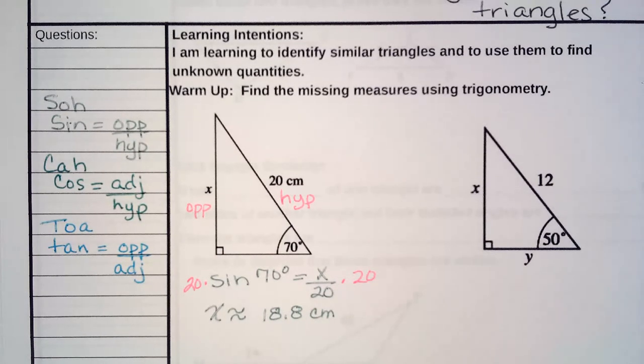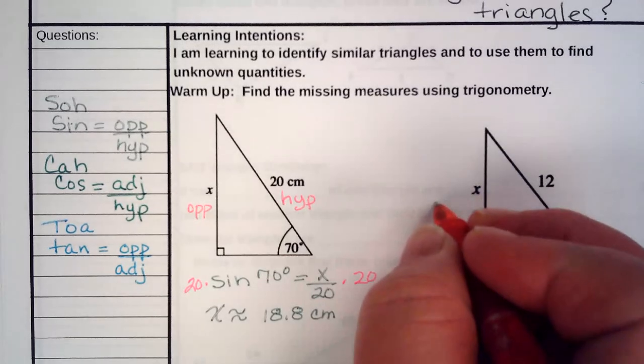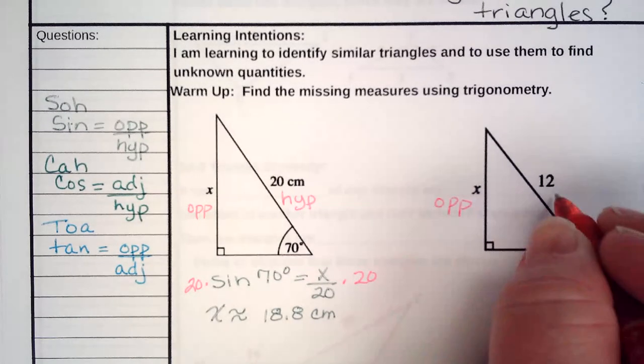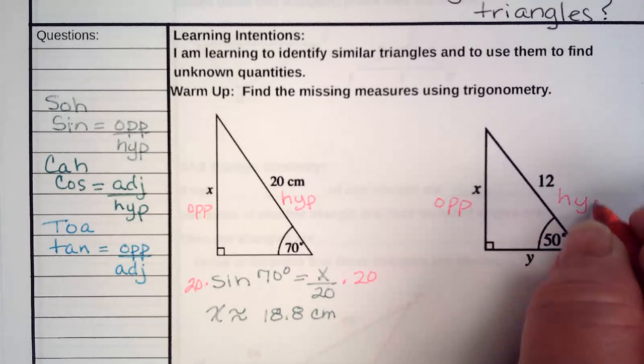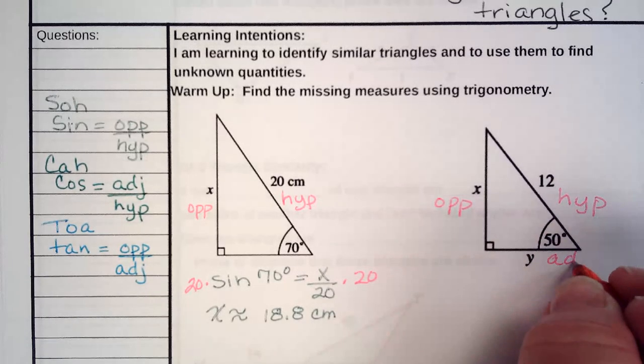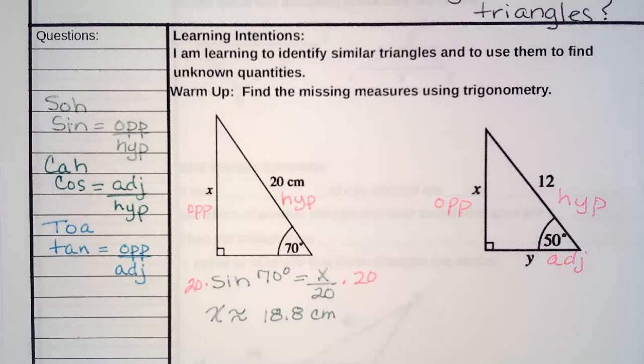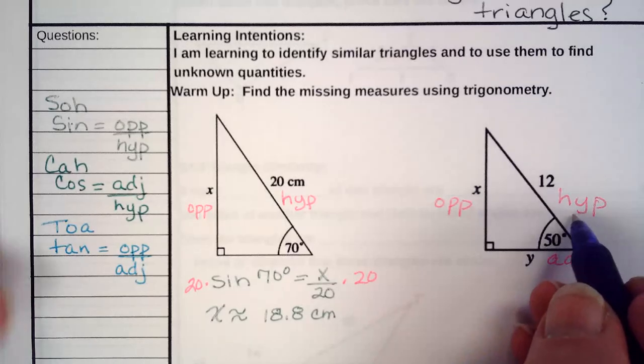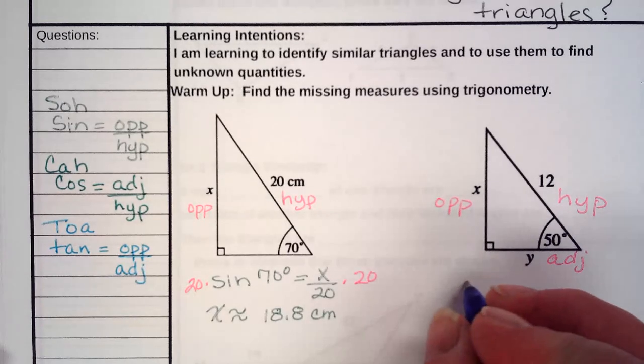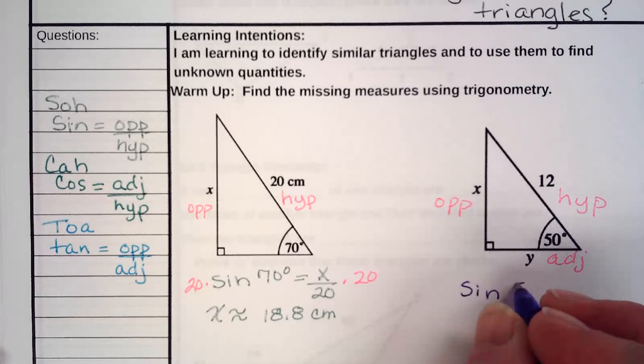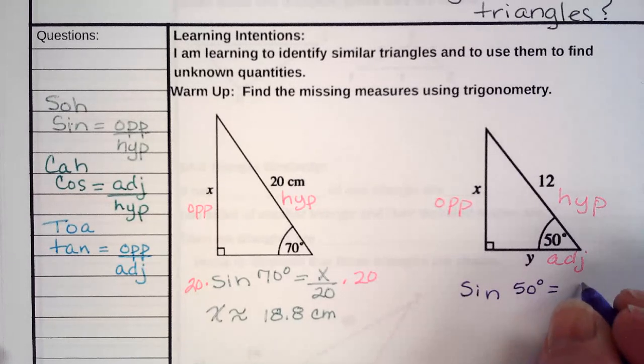For the next one, I'm looking for x and I'm looking for y. Once again, if this is my angle, this would be my opposite. This is my hypotenuse. And this is my adjacent. So, opposite and hypotenuse is sine. The sine of 50 degrees is equal to x divided by 12.